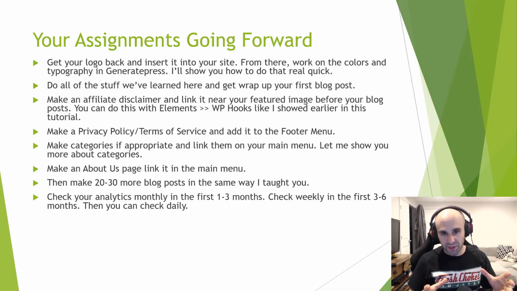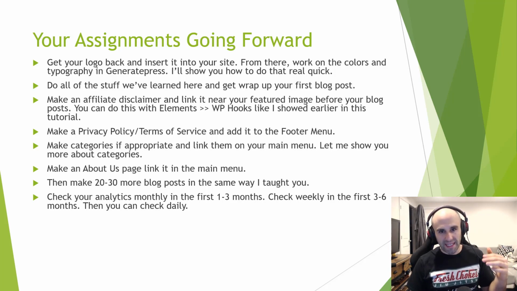All right, so once you've got your site looking nice, here are the rest of the things you need to do. You want to go in and make sure that first blog post is polished up. You want to make an affiliate disclaimer and link it near the top of any blog post with your featured image. And you could do that the same way I showed you how to put in the Google Analytics code before with WP hooks. So actually, instead of inserting code in there, you can leave the code in there, but you can also just put some text in there. So make sure to go back to watch the part of this video where I show you how to use the WP hooks where we insert the Google Analytics code.